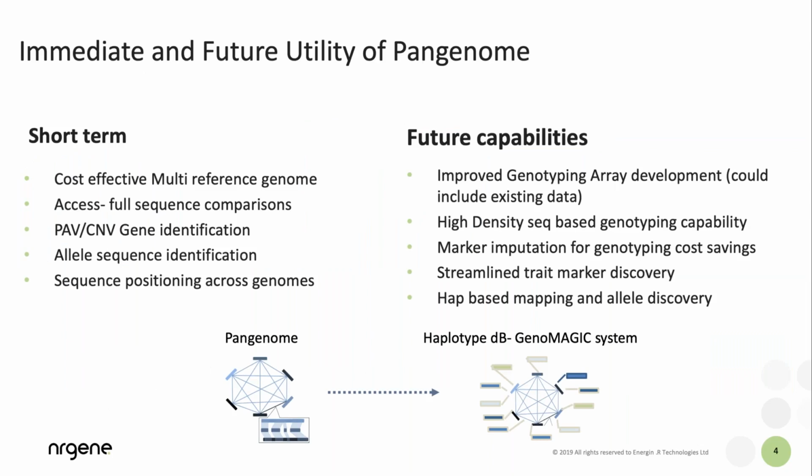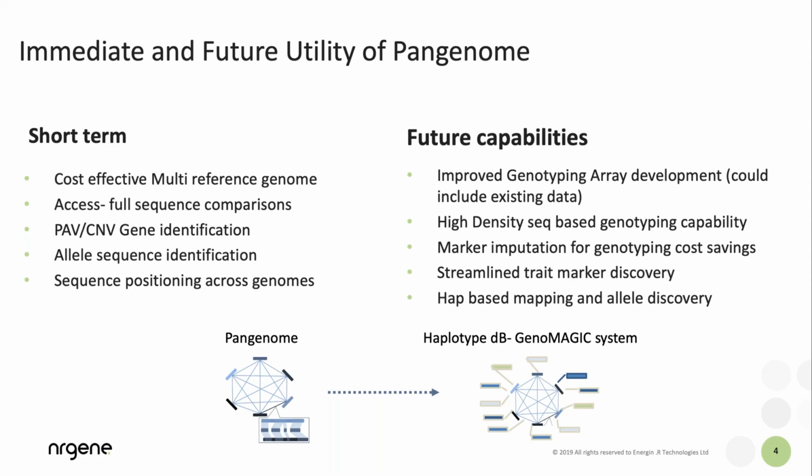The immediate and future utility of a pangenome is shown on this slide. In the short term, a pangenome of up to 5 or 6 Barbadensia and Hirsutum genomes allows a very cost-effective multiple reference genome. You access full sequence comparisons. As I stated before, structural variation is detected in a way that's never been available for cotton, and you have down to gene level allele sequence identification and sequence positioning across genomes, as is shown there at the bottom.